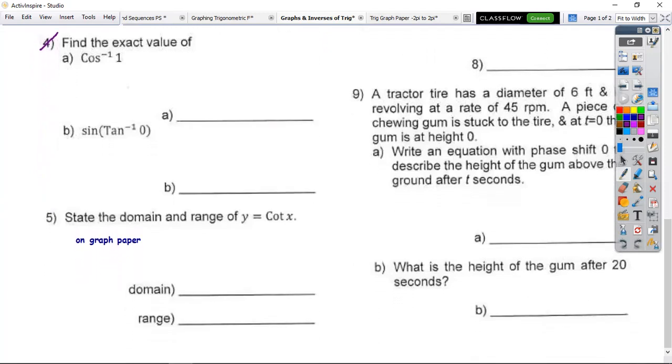So number 5 asks you to state the domain and the range for cotangent of x. Well, it's most helpful to have a picture to pull this off of. So we're going to graph this first. So I want you to find somewhere where you've got the trig graph. If you need more, there's some in the back bookshelf. But we're going to create the picture on graph paper and we'll come back and put the answers on here. So we need to do a cotangent graph.